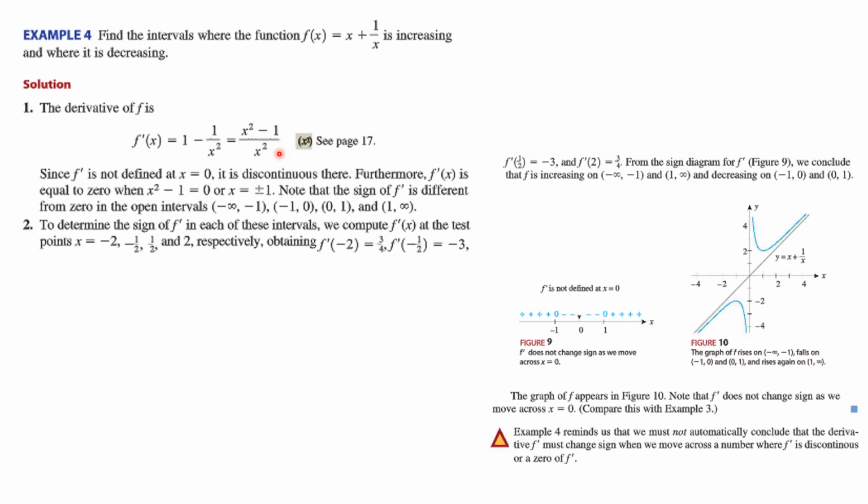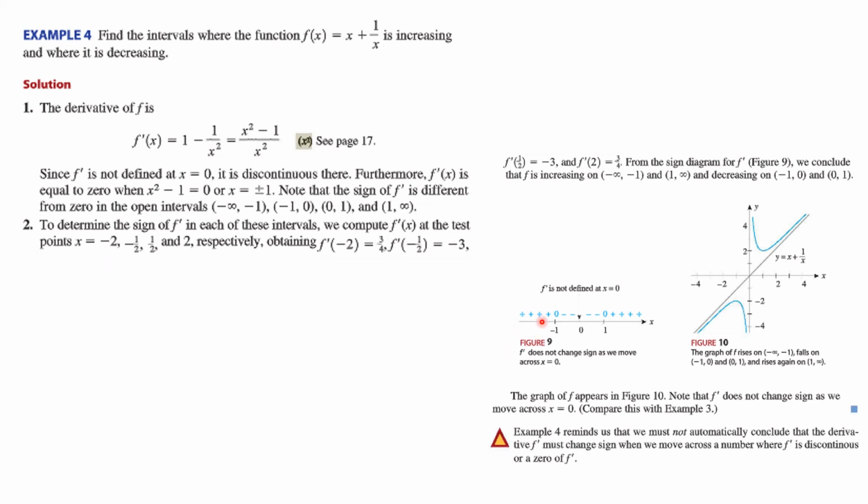Now, this has different characteristics because sometimes it can be 0 when x is plus or minus 1, but also it is discontinuous at x equal to 0. So you see, when I draw my line, we have places where we have to check, and so we have plus and minus 1, but we also have 0. So all of these are places where we're going to have to evaluate what happens to the sign of f prime as we go across these intervals. So we compute f prime at test points in those intervals.